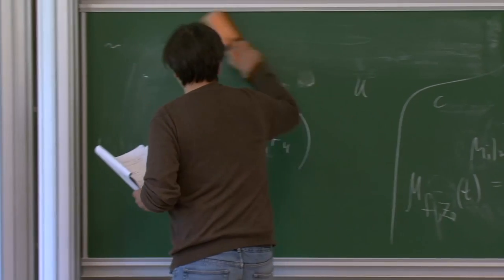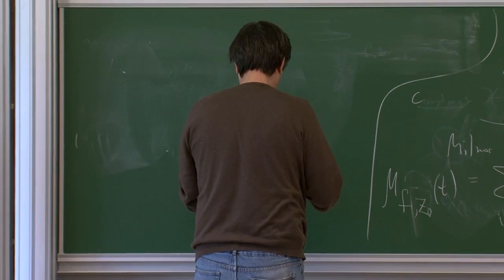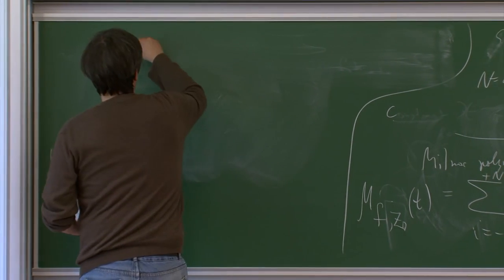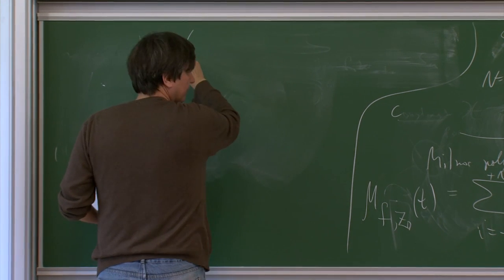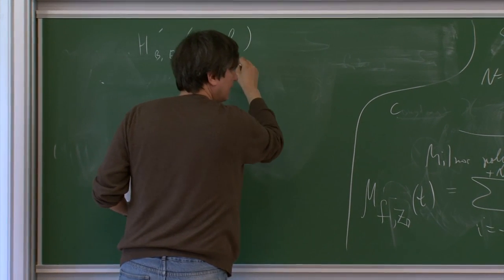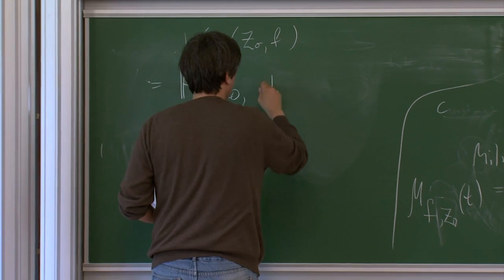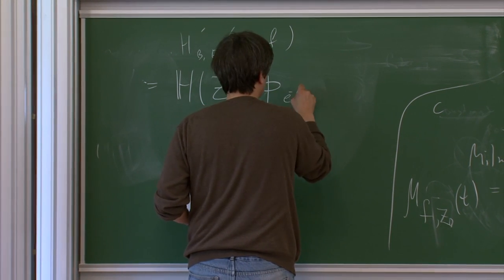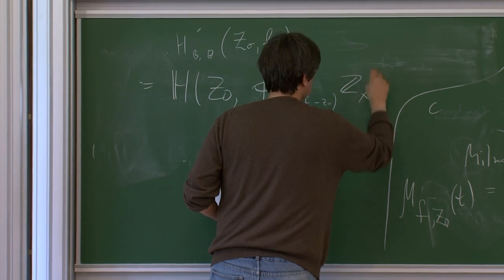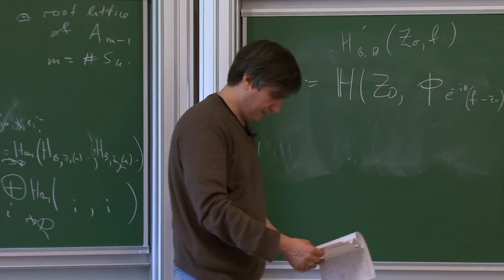Actually, to write it more scientifically, this thing one can write as H_theta of this component, which is the same as the hypercohomology of the sheaf of vanishing cycles, with a constant shift. You get a more scientific notation, if you like.